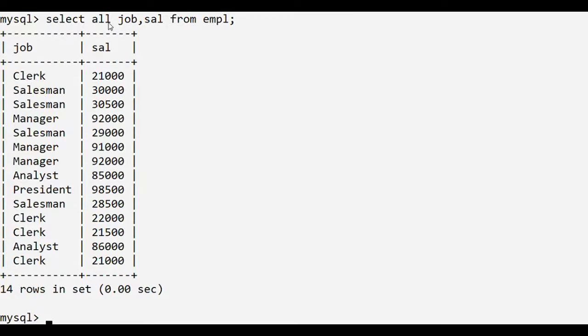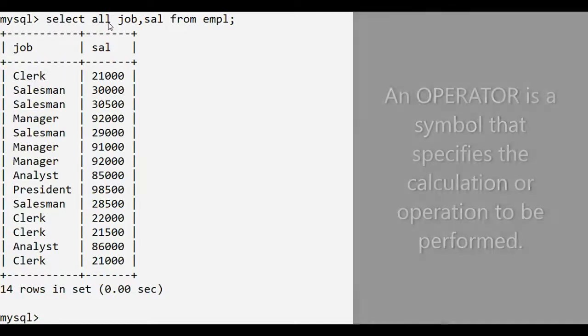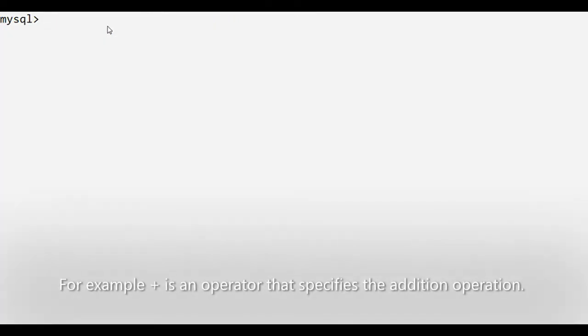Let's take the next example. We can use arithmetic operators with the select command. Arithmetic operators are used to perform arithmetic calculations. What are operators? An operator is a symbol that represents the calculation that you want to perform, like plus. Plus is a symbol that specifies the addition operation.